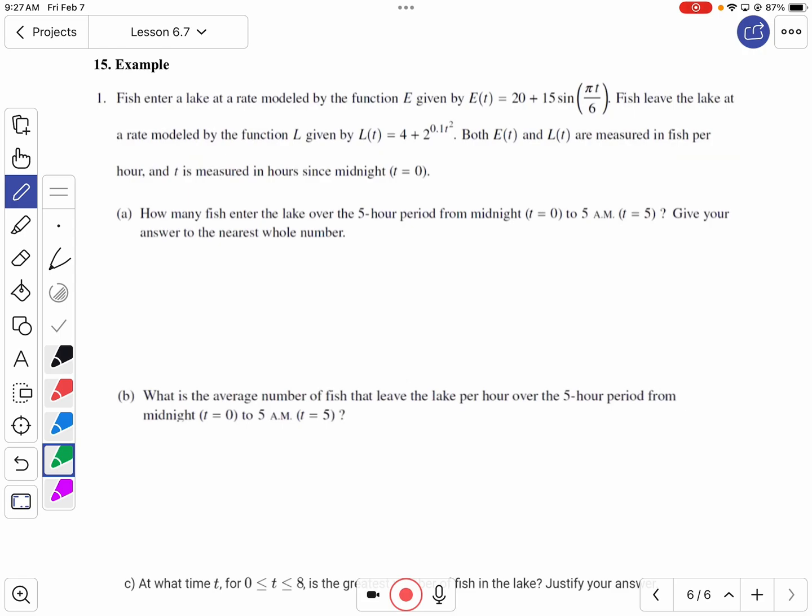All right, so let's look at the first one. All right, so fish enter the lake modeled by the function E of t given by, there you go. Fish leave the lake at a rate modeled by the function L. These are both rates. What does that mean is true about E and L? They're derivatives, okay? Both E and L are derivatives. That's important. That word means a lot. That means when I take an integral, it's going to give me some accumulated change.